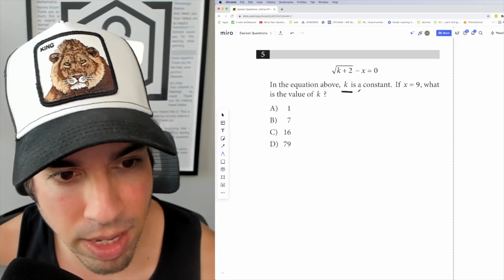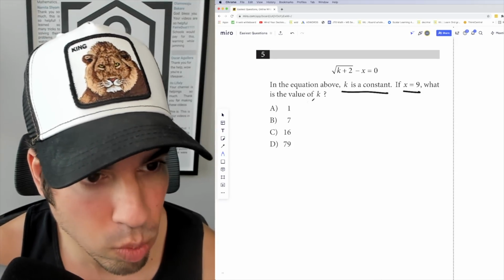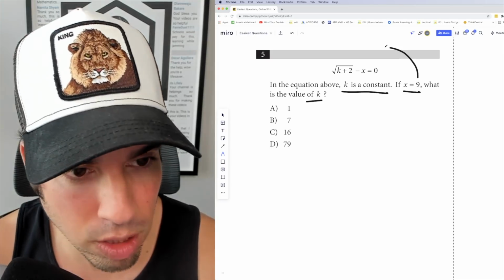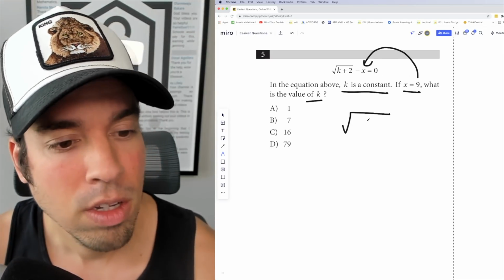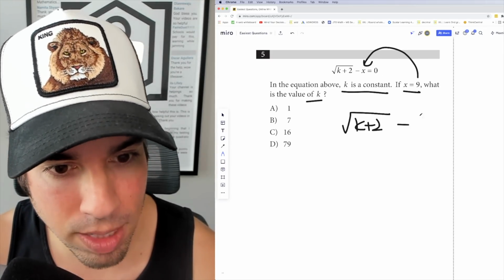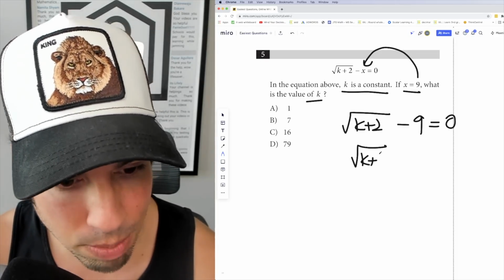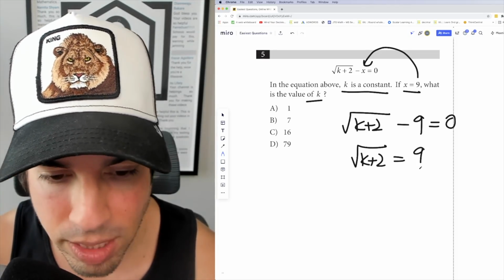In the equation above, K is a constant. If x equals 9, what is the value of K? All we're going to do is plug and chug. They give us a value, we're going to put it in, and then solve for K. Square root of K plus 2 minus 9 equals 0. Then we're going to isolate the radical. Boom. Square root of K plus 2. Add 9 to both sides, we get 9.